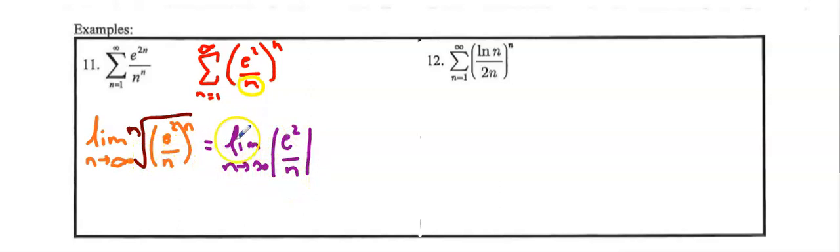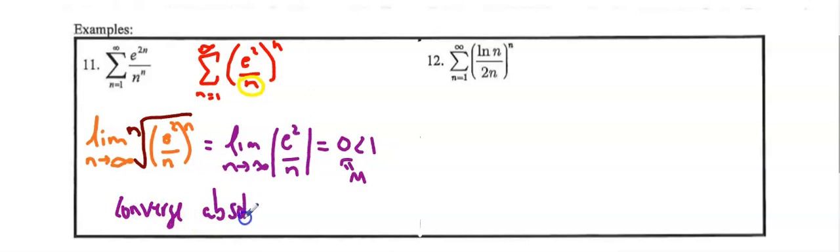This is just a number over a variable, so it's going to give us a limit of 0 because we're bottom heavy. So this is less than 1, and again, this is the m that we were finding earlier. Since this is less than 1, I can now say that this series is going to converge absolutely. So not too much work for this particular problem. Hopefully that makes sense.